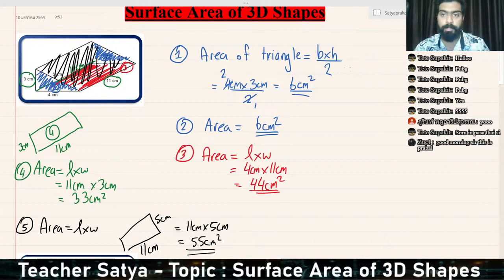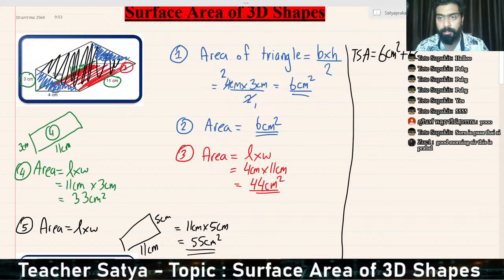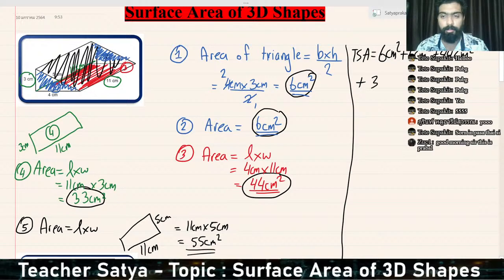Now in order to find the total surface area, what we have to do is just add them up. So TSA, or total surface area, would be 6 cm square plus 6 cm square, which is this and this, and then the next one is plus 44 cm square plus 33 cm square plus the last one is 55 cm square, right guys?